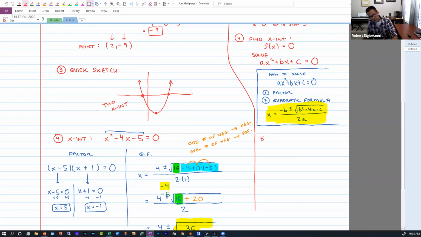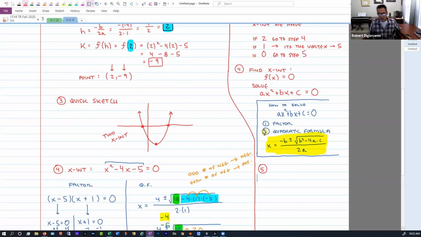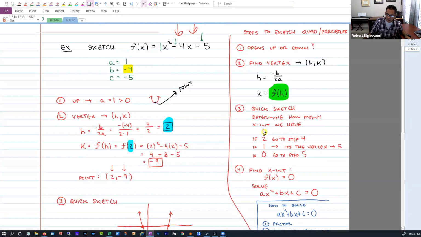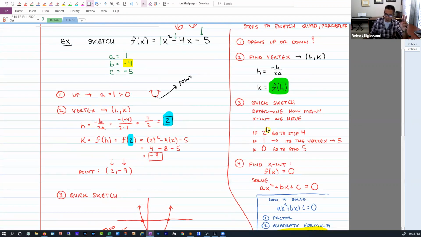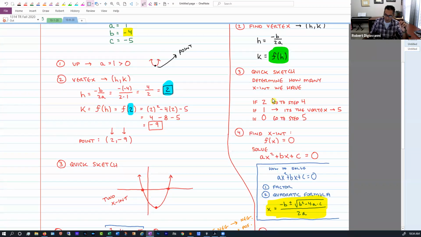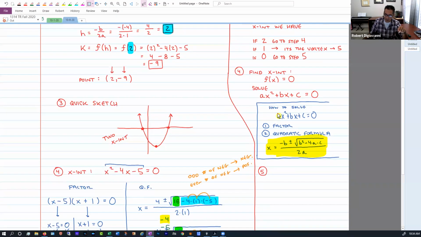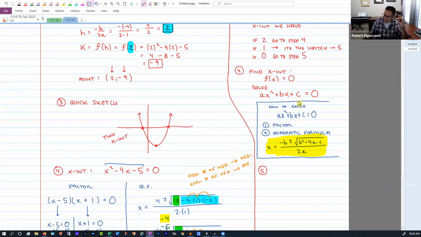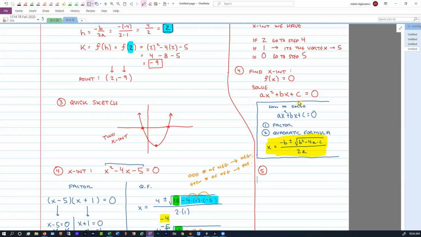Okay, the 5th step. We've done so much, let's try and remember what we've done. We determined if it opened up or down. We found the vertex. We did a quick sketch which told us how many x-intercepts we had. We went and found the x-intercepts using this. What do we still need to find on the graph? What have we not gotten yet? The x-intercept, the vertex. What does every parabola have? The y-intercept. Good. So we want to find the y-intercept.